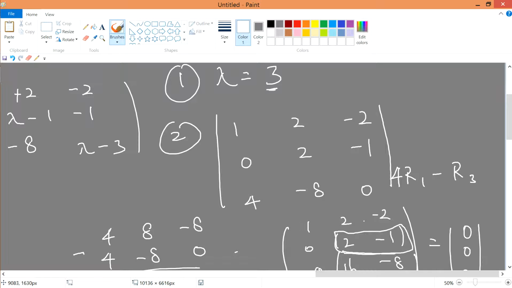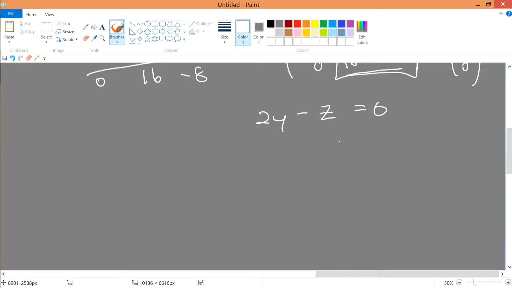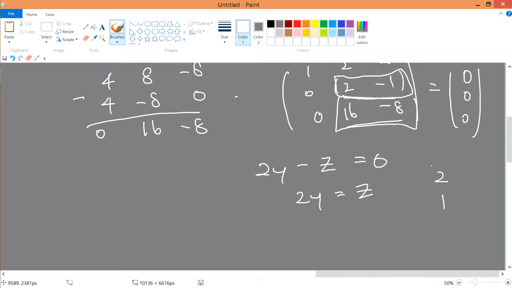Alright, and therefore 2y minus z equals 0. You may be tempted to write 2y equals z, and then elaborate on that, stating that this is 2, 1 and then some x value. Okay, please don't do this, you're gonna kill yourself. Alright, don't do this, this is the wrong method.